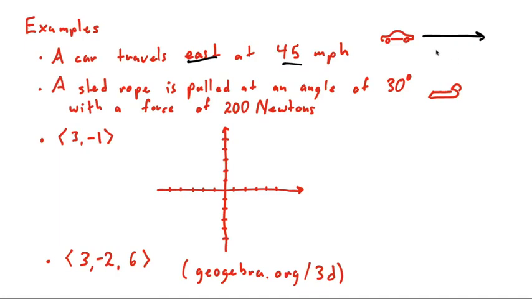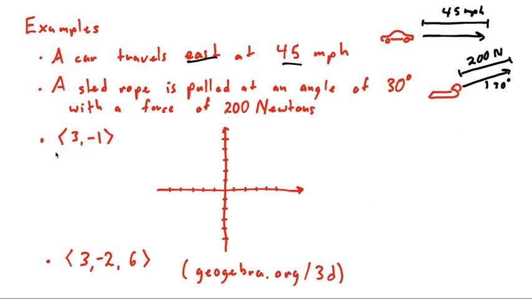We could represent this with an arrow pointed east, where the length of this arrow can be thought of as 45 miles per hour. Imagine a sled being pulled where the rope is at an angle of 30 degrees to horizontal. If a force of 200 newtons is being applied to the rope, then this can be represented as a vector at an angle of 30 degrees with a magnitude or a length of 200 newtons.